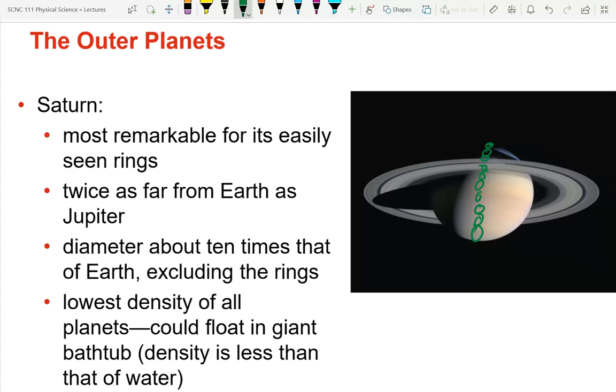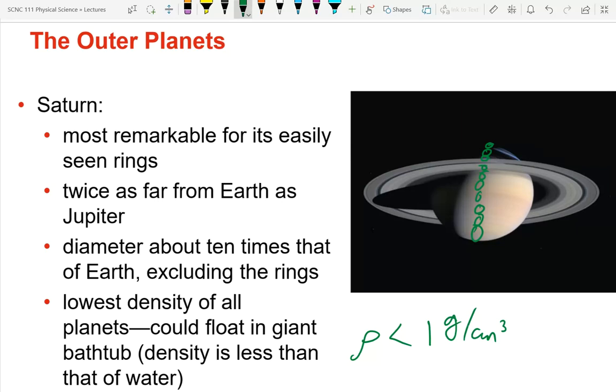And it's twice as far from Earth as Jupiter. Big spacings out here. It's the lowest density of all the planets. Its density is less than 1 gram per centimeter cubed. That is, it's less dense. The average density for the entire planet is less dense than water on Earth.